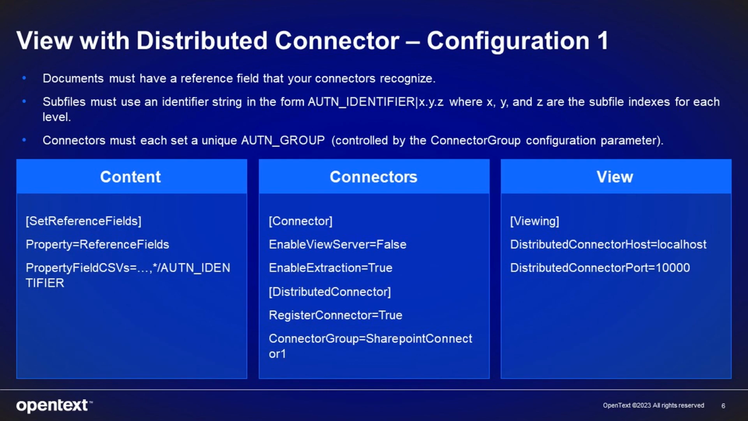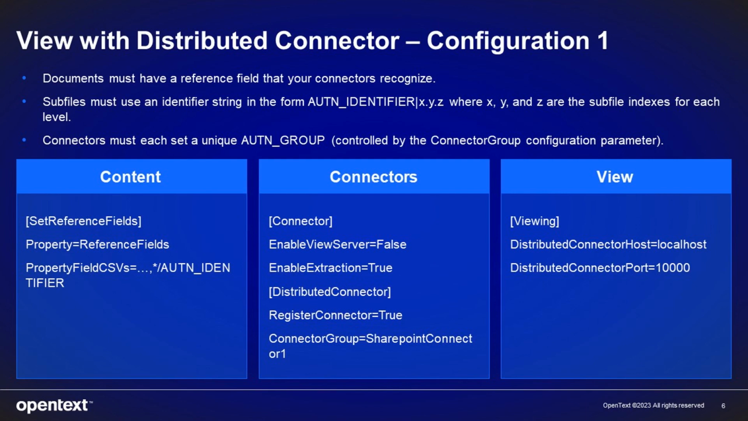Documents must have a reference field that connectors can recognize. So OpenText recommends using the AUTN_IDENTIFIER field. On the content component, you can configure the AUTN_IDENTIFIER field as a reference type field like this.